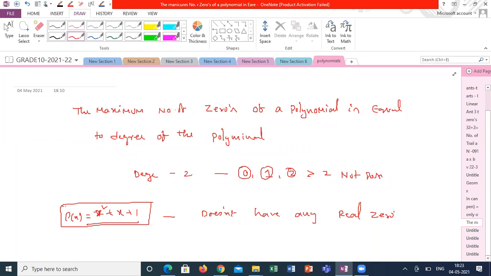Now our concept can be clear: how the degree of a polynomial is connected to the number of zeros of the polynomial. Now let me do the basic first exercise of the topic.